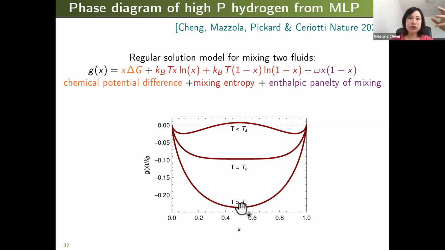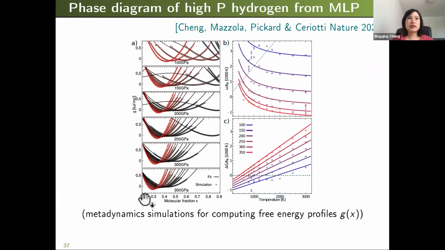When the temperature is high, you will have perfect mixing of the two fluids. And when the temperature is low, below the critical temperature, then we will have spontaneous phase separation of these two fluids. So now we would like to understand what this G of x is for our system, and we computed just that. We computed G of x for hydrogen as a function of molecular fraction at different conditions.